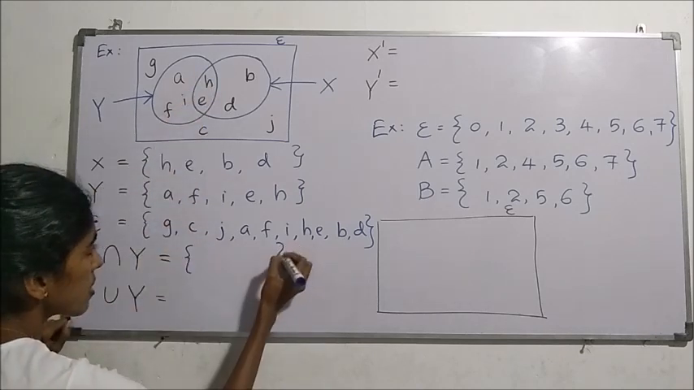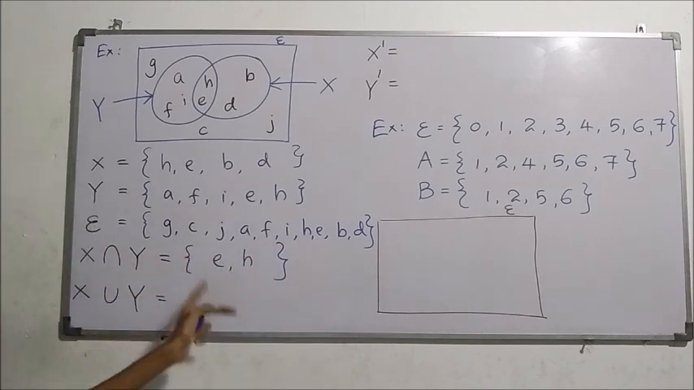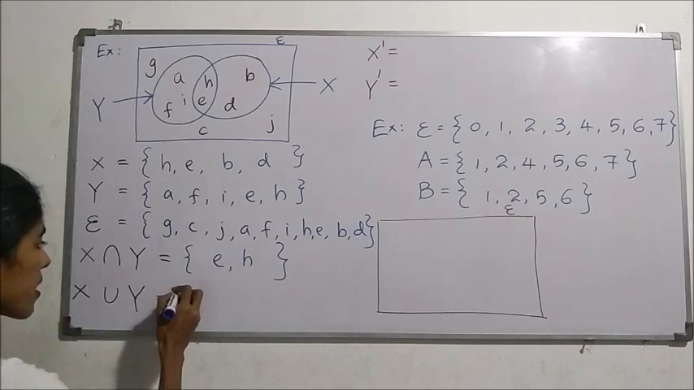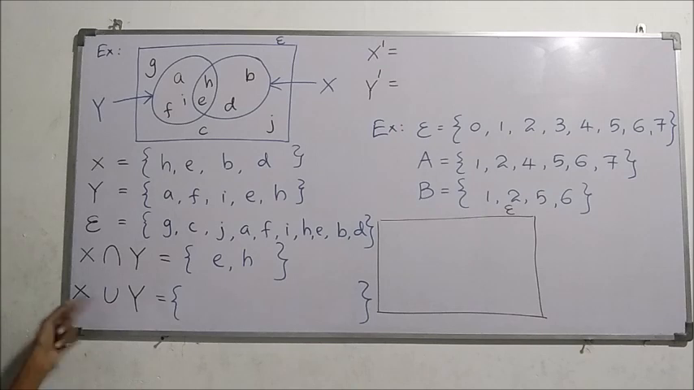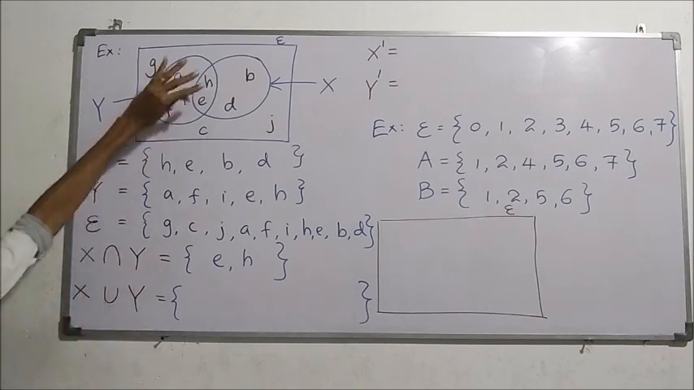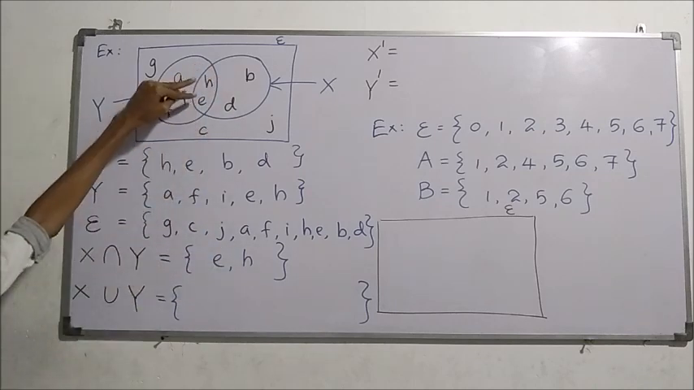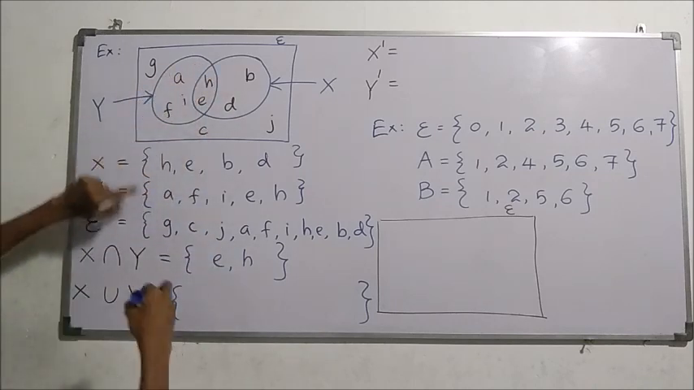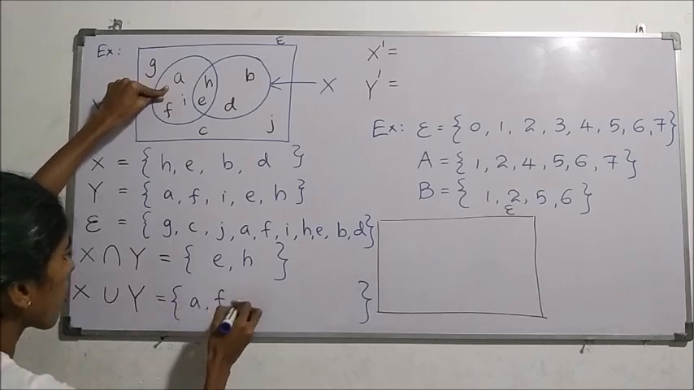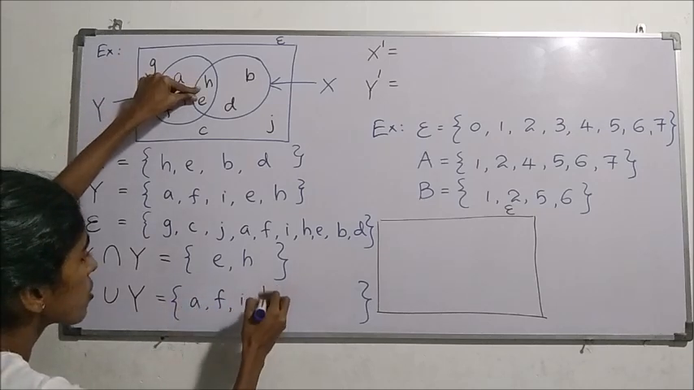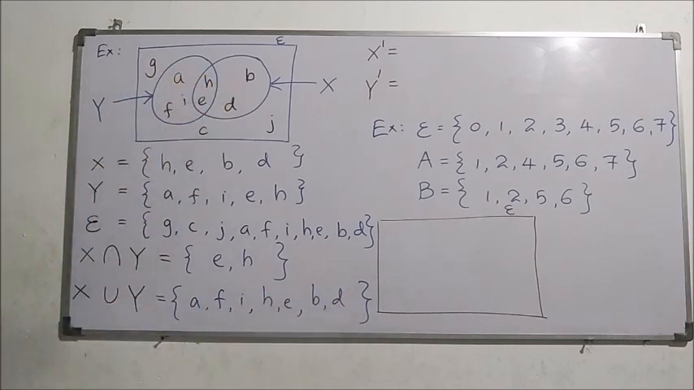So what are the elements in that new set? E and H. You can write HE also, right? Next, the union. Union means all in X, Y. That means in X circle and in Y circle, everything should be written, but don't repeat the same elements. Okay, I'm starting from Y. A, F, I, in this region H, E, next B, D.